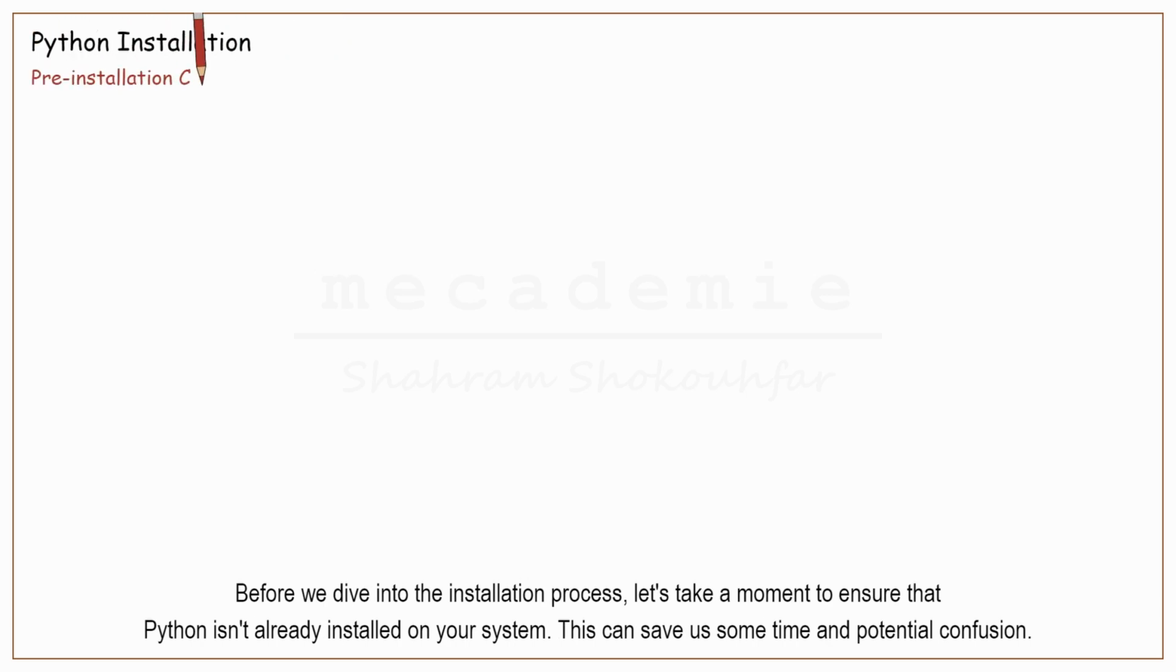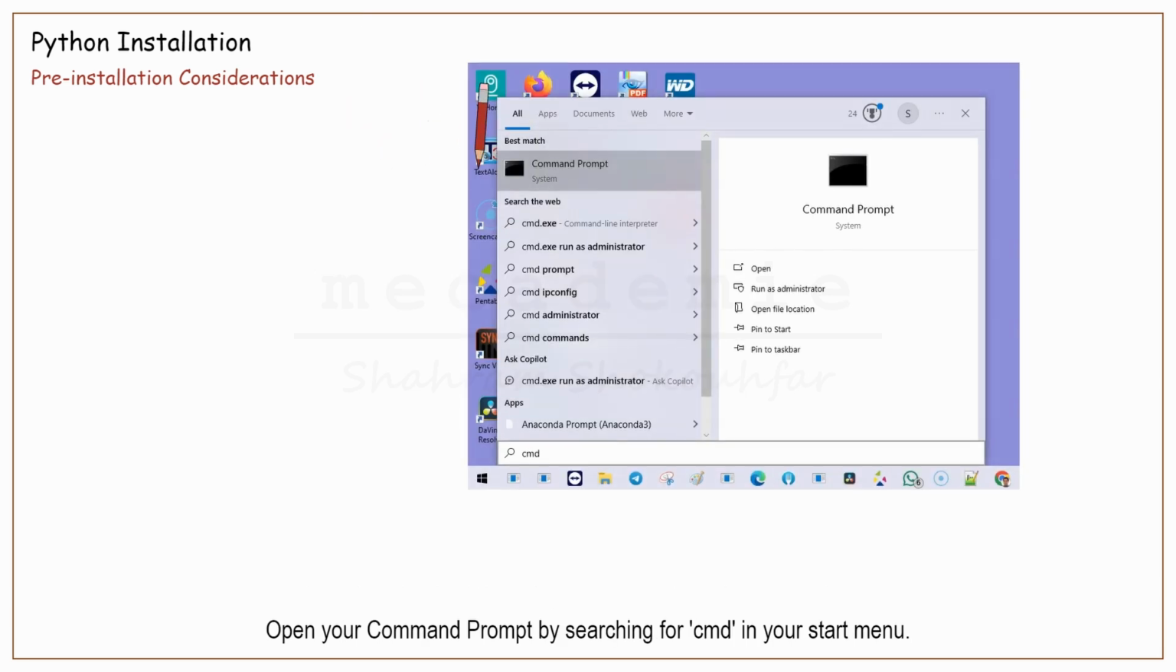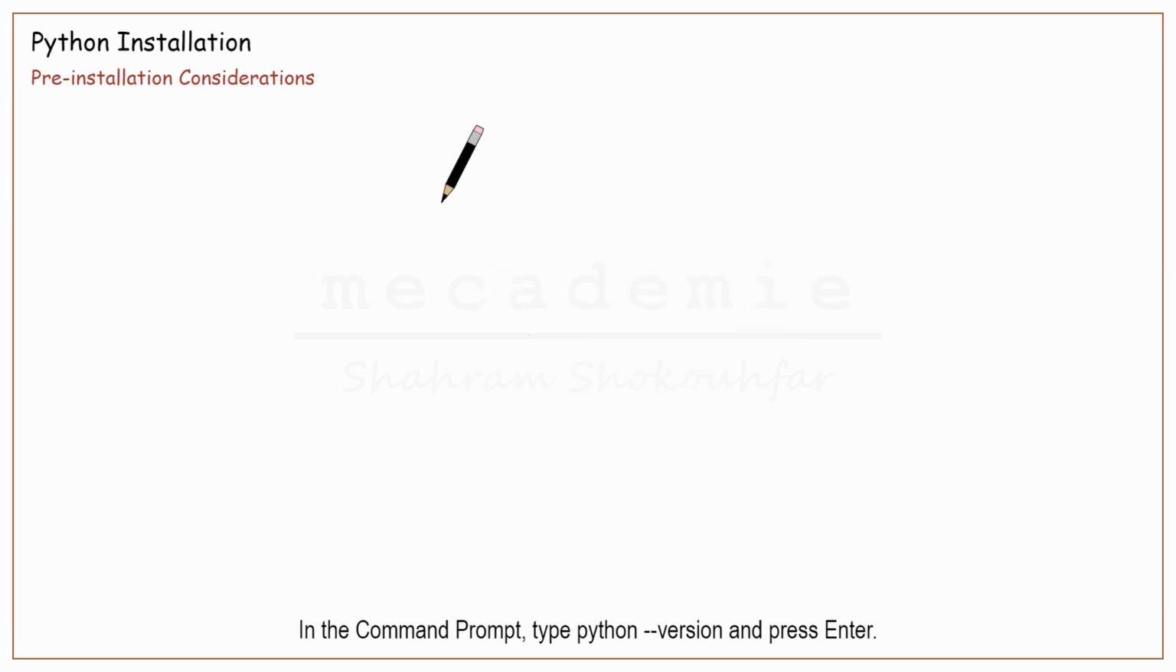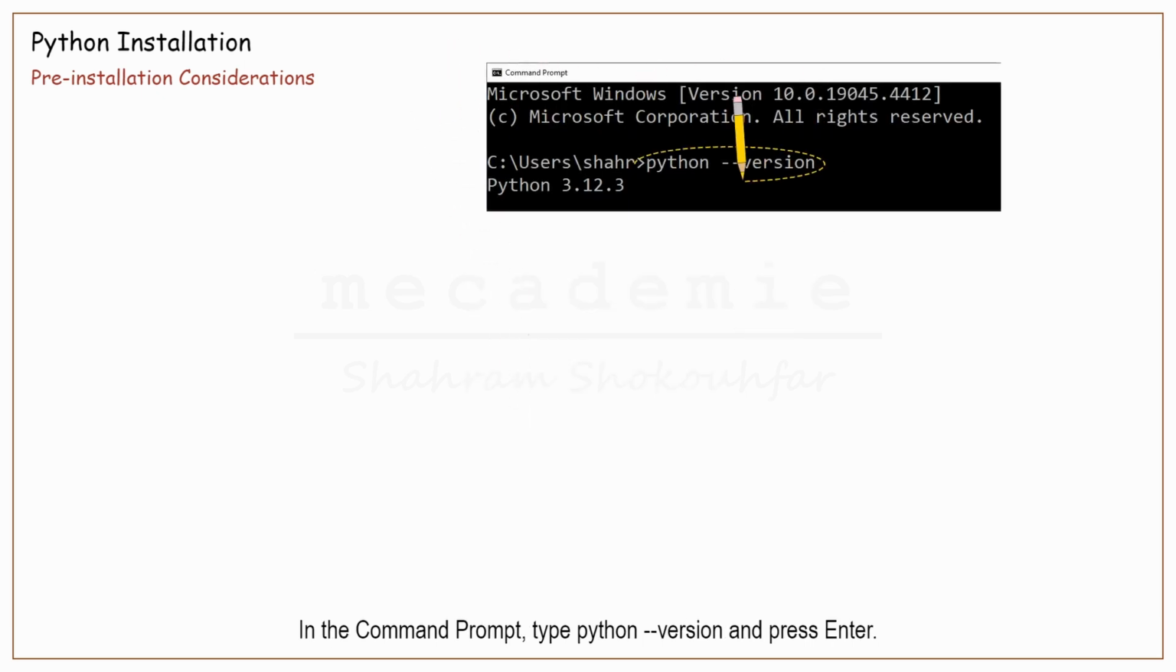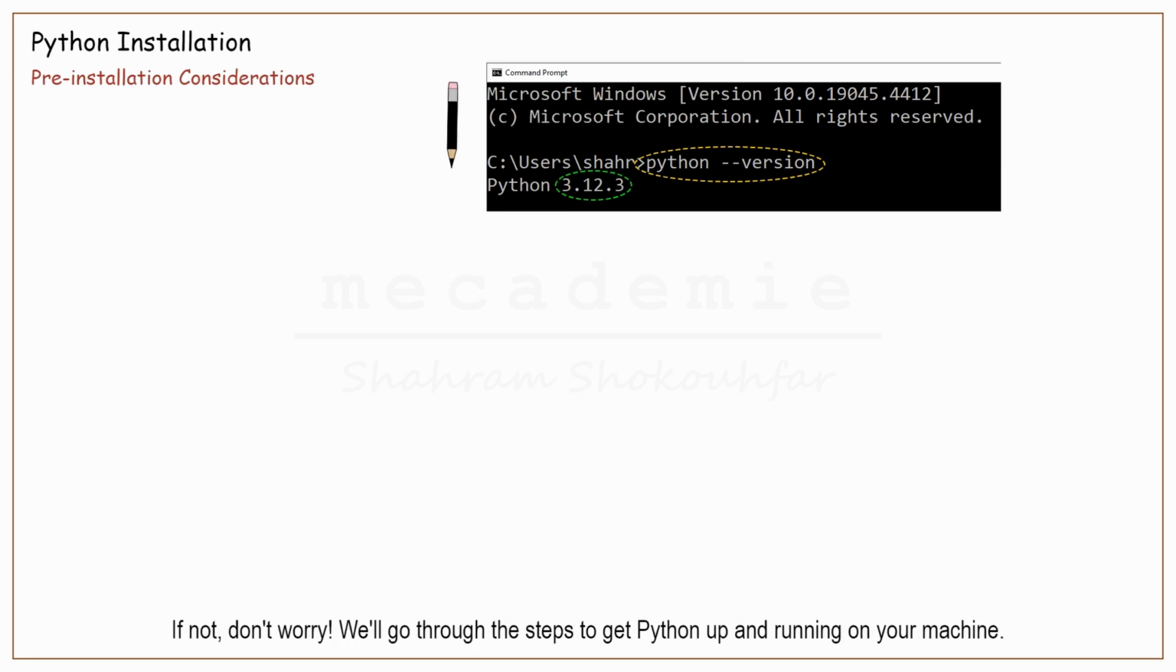Before we dive into the installation process, let's take a moment to ensure that Python isn't already installed on your system. This can save us some time and potential confusion. Open your command prompt by searching for CMD in your Start menu. In the command prompt, type python --version and press Enter. If Python is already installed, this command will return the version number. If not, don't worry. We'll go through the steps to get Python up and running on your machine.